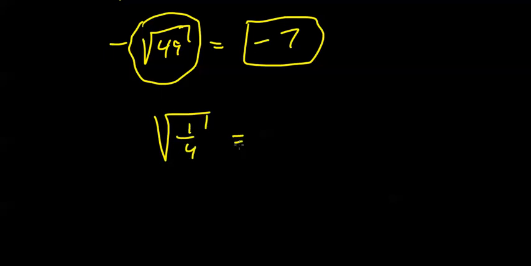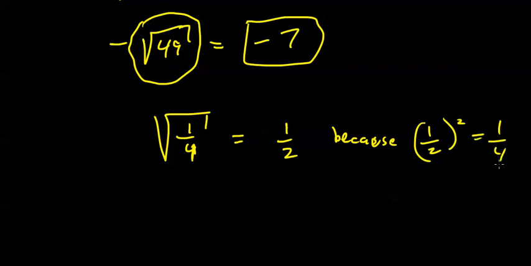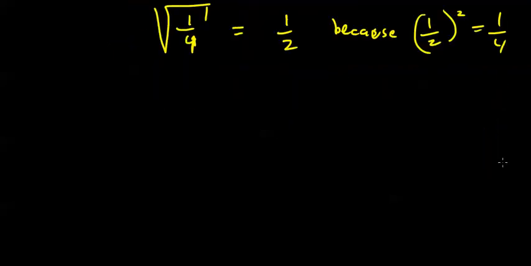Well, what number do I square to get 1/4? Again, by definition, the square root of 1/4 is the number you square to get positive 1/4. And of course, that's 1/2, because when I square 1/2, I get 1/4. 1/2 is the fraction I square to get 1/4.